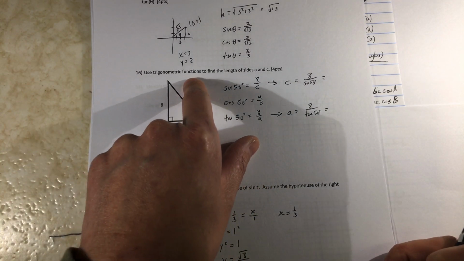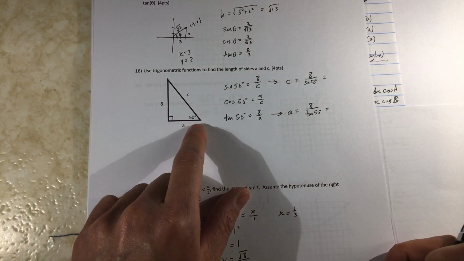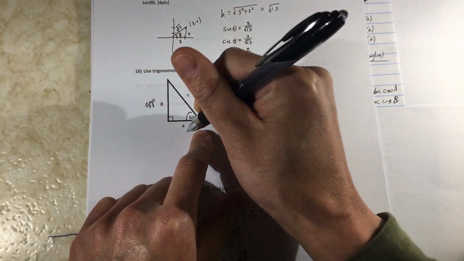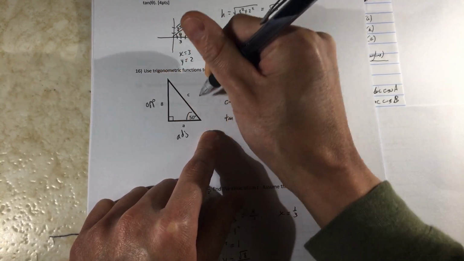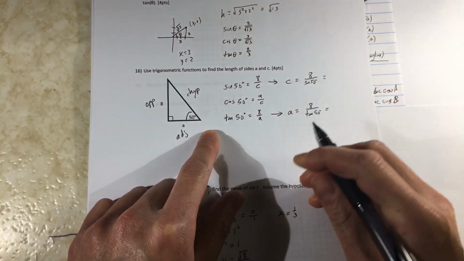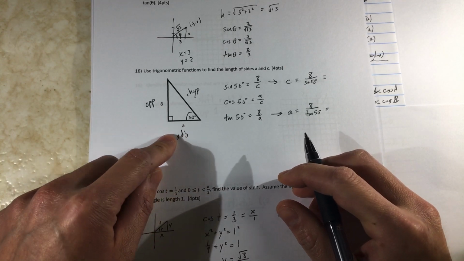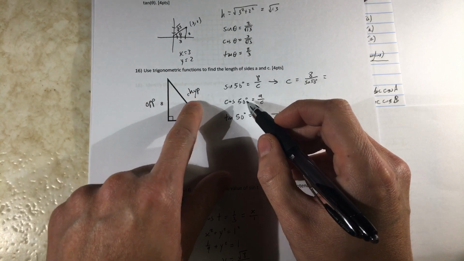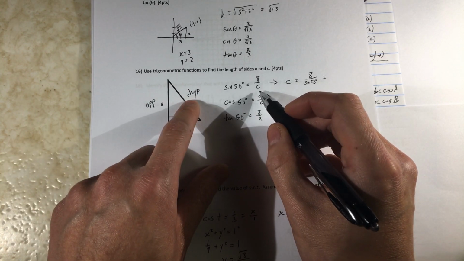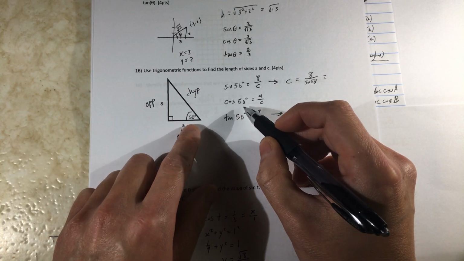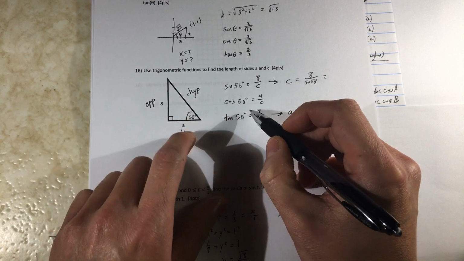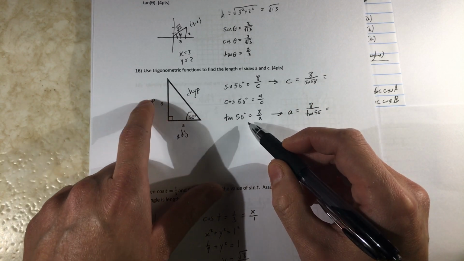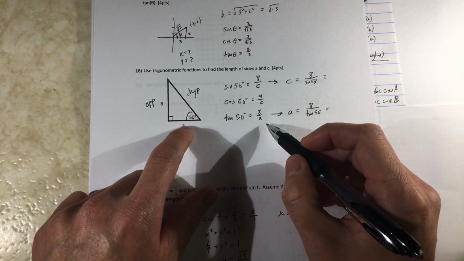Number 16: use trig functions to find the length of the sides A and C. I start off with 50 degrees. What I know is that this is the opposite side of that 50 degrees, this is the adjacent side, and this is the hypotenuse. So I just see what sine, cosine, tangent gets me. Sine 50 is opposite over hypotenuse, so that's 8 over C. Cosine 50 is adjacent over hypotenuse, so that's A over C. And then tangent 50 is opposite over adjacent, so that's 8 over A.